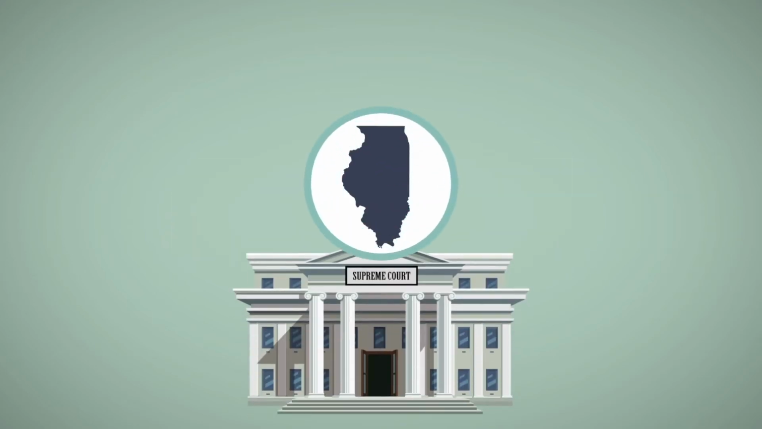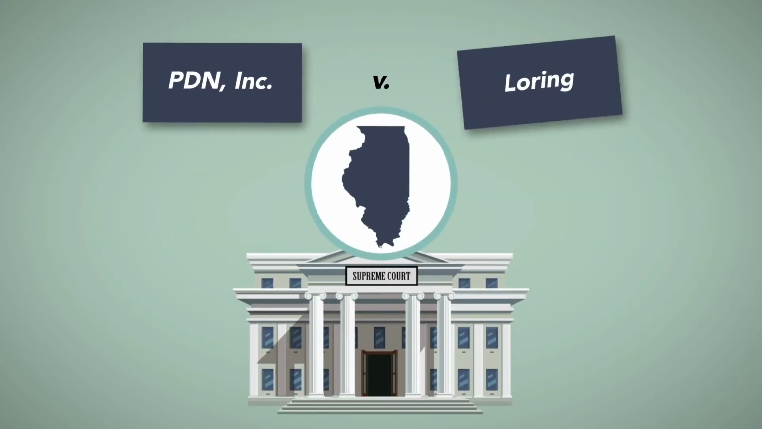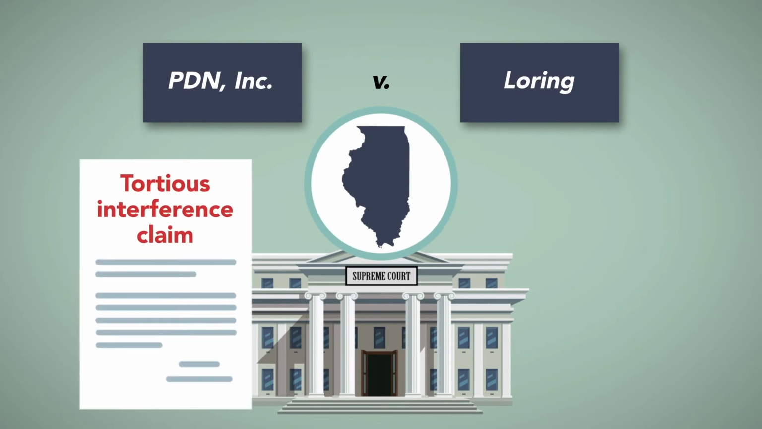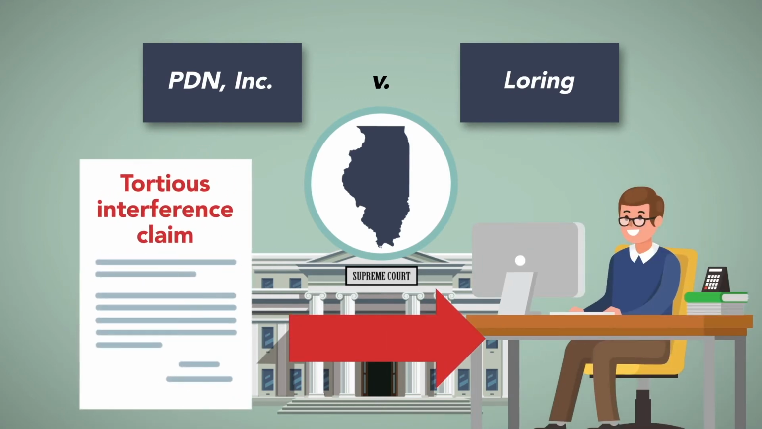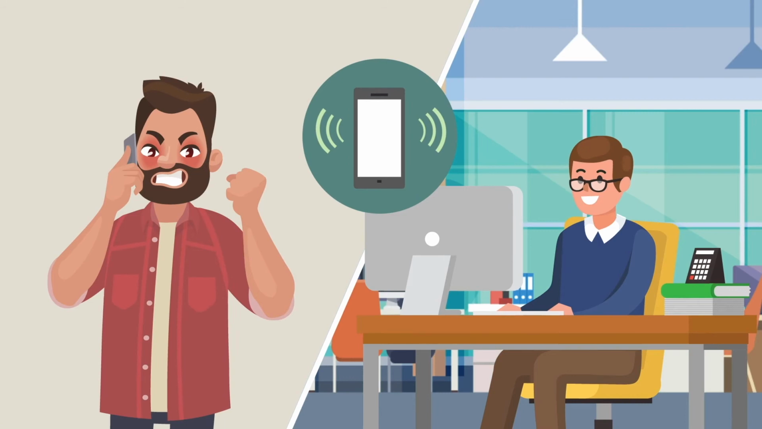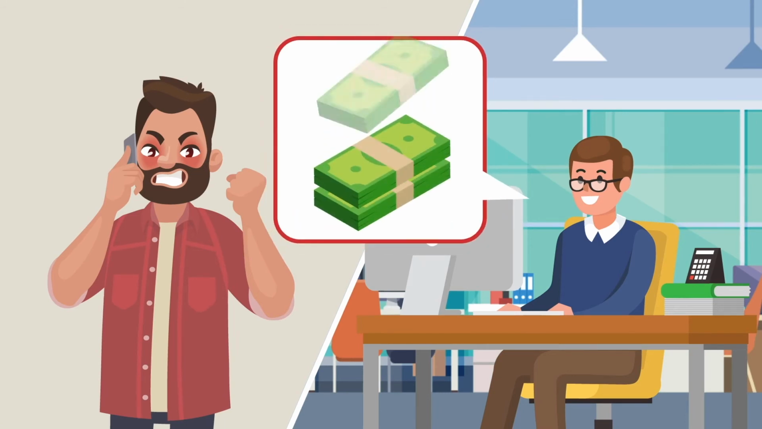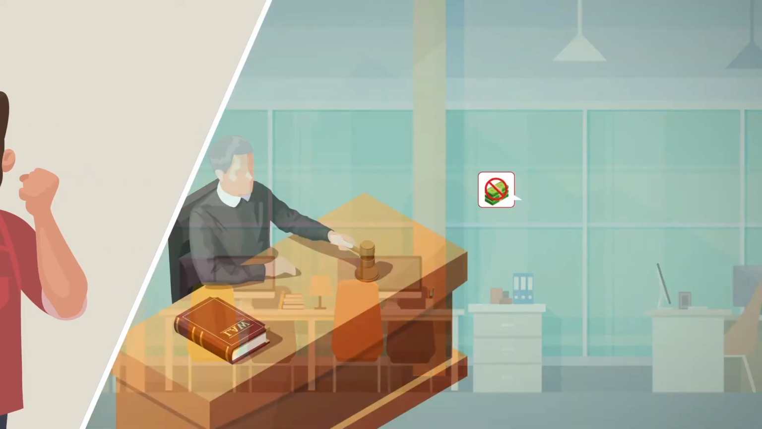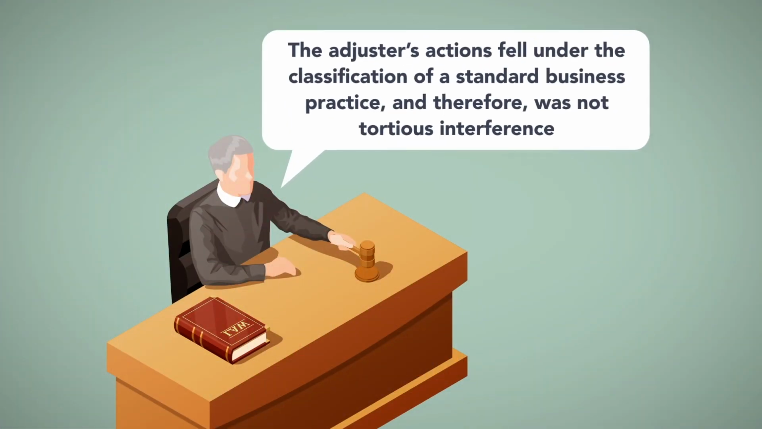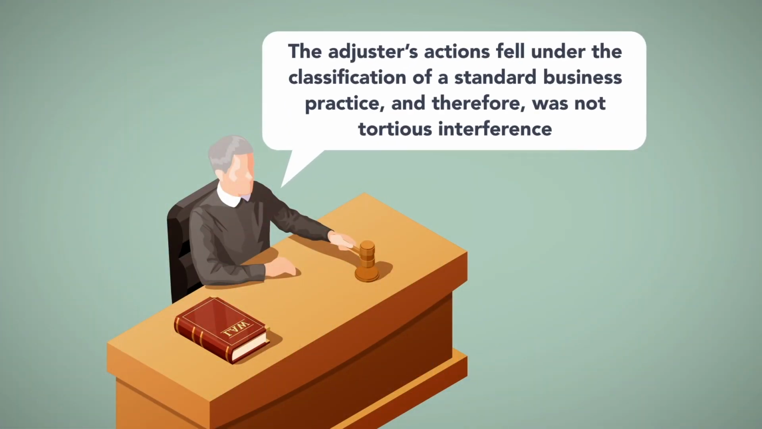The Mississippi Supreme Court case of PDN Inc. v. Loring involved an interference claim against a workers' compensation insurance adjuster. The plaintiff asserted that the defendant interfered with an oral contract by refusing to authorize payment for services rendered. Holding in favor of the defendant, the court found that the adjuster's actions fell under the classification of a standard business practice, and therefore was not tortious interference.